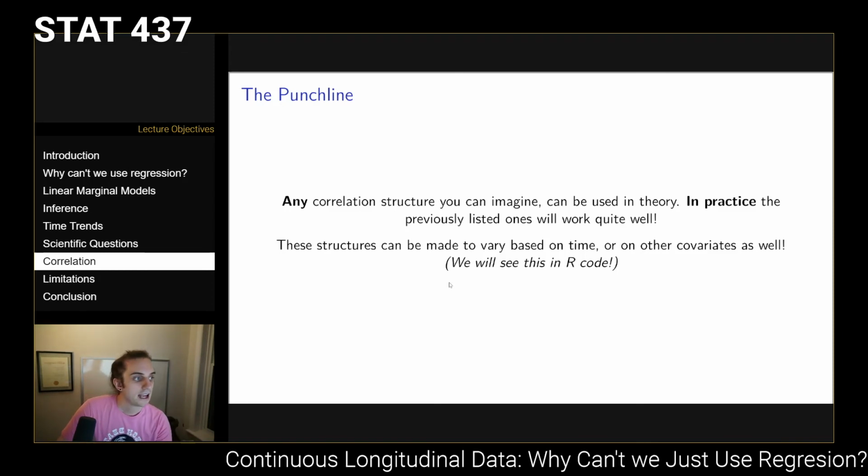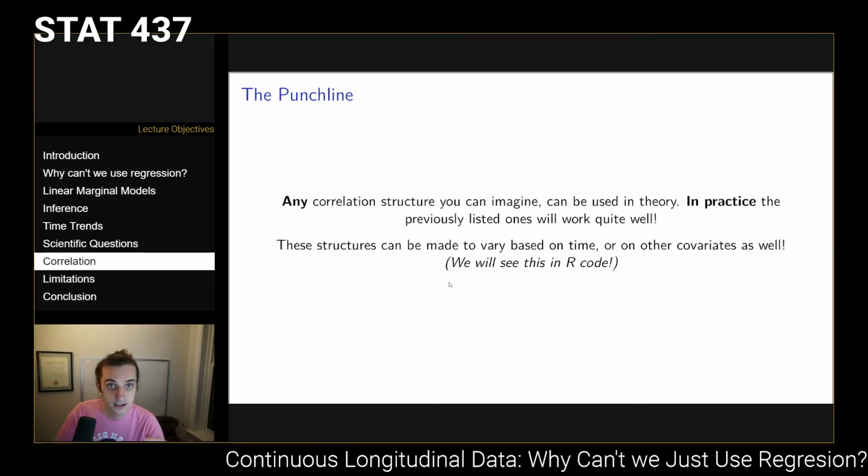So the punchline is that any correlation structure that you can imagine is going to be able to be used in theory within this method, and I'd encourage you to imagine some and play around with that. In practice, we're really only going to use a handful of them. They can be made to be arbitrarily complex. You could think about making them depend on covariates other than just the time, for instance, right? We started to see some with that exponential model, say, that depended on specific time points. Well, you could do that with all of the covariates.